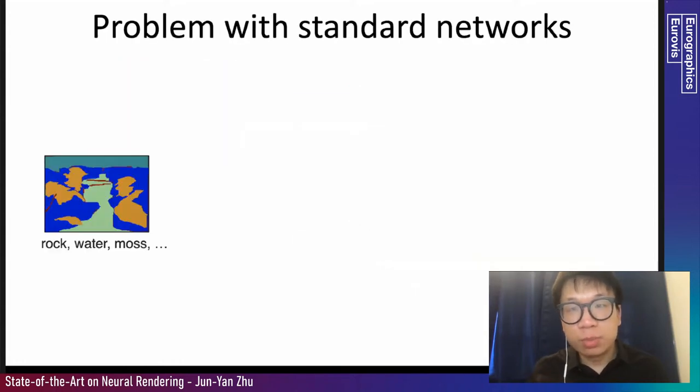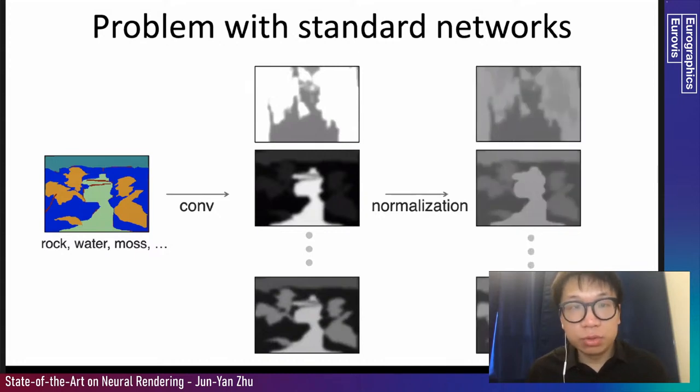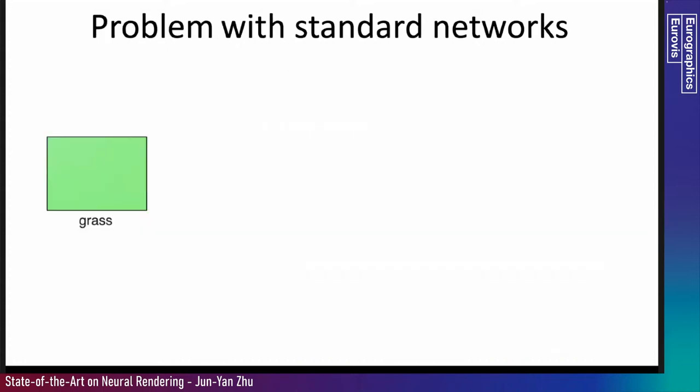To address this problem, we'll look at the network in more detail. A standard network has several convolutional layers followed by normalization layers. These normalization layers have some nice properties, for example, they make gradient flow smoother and give invariance to input scaling. But we realize that applying them on the semantic layout will result in too much invariance. Sometimes we lose the information from the semantic label map.